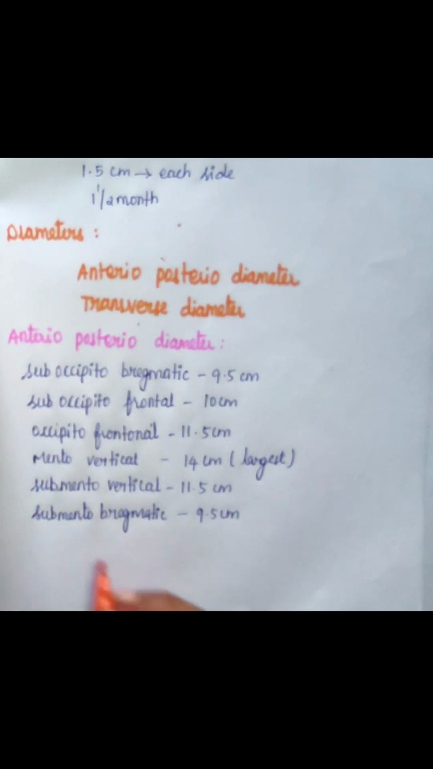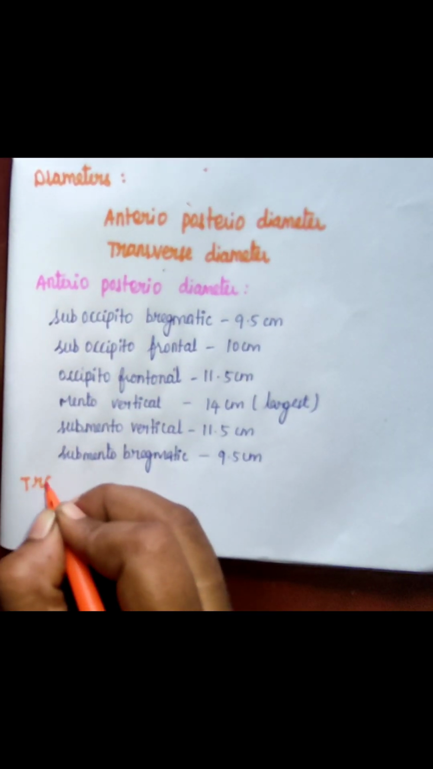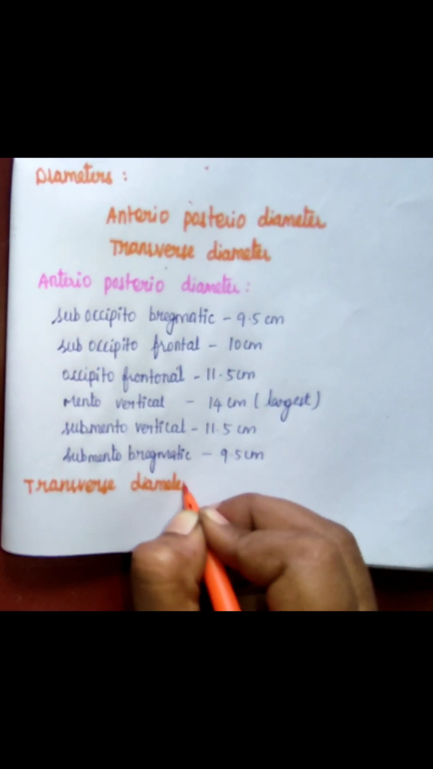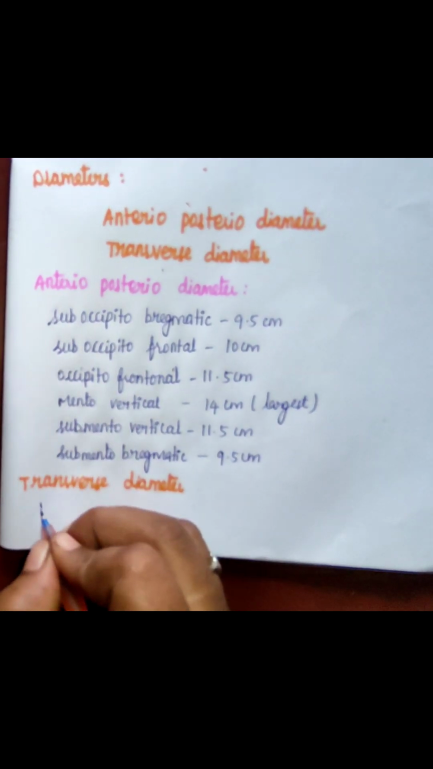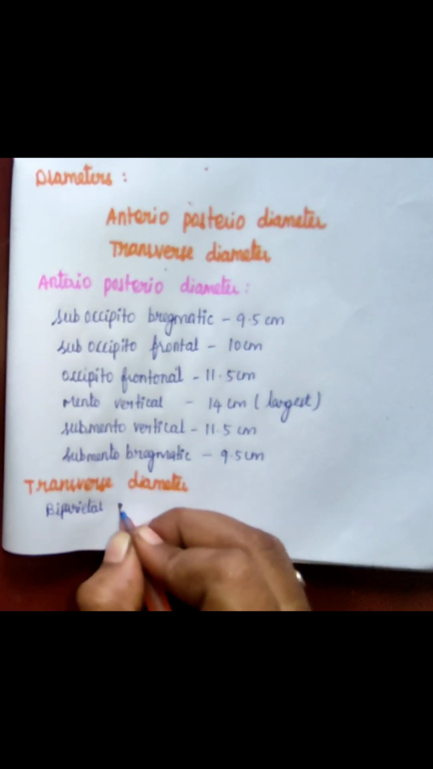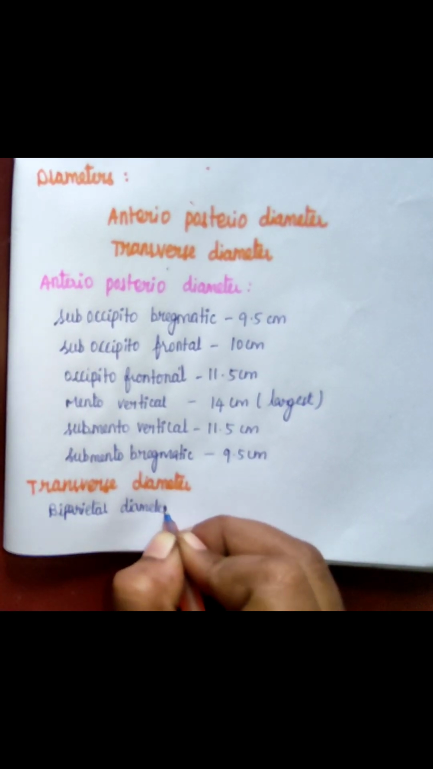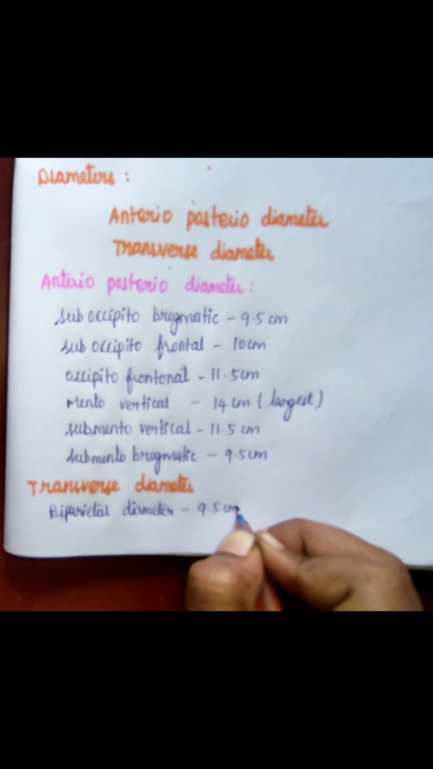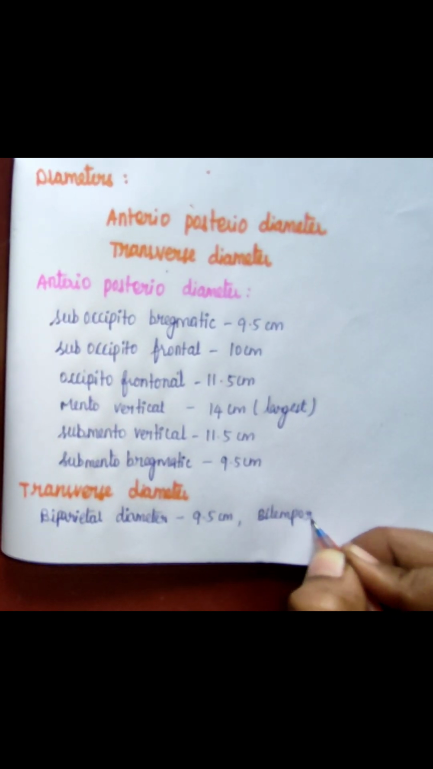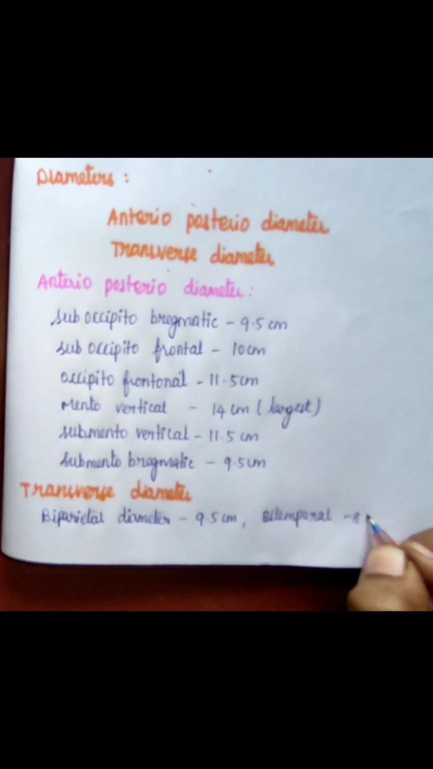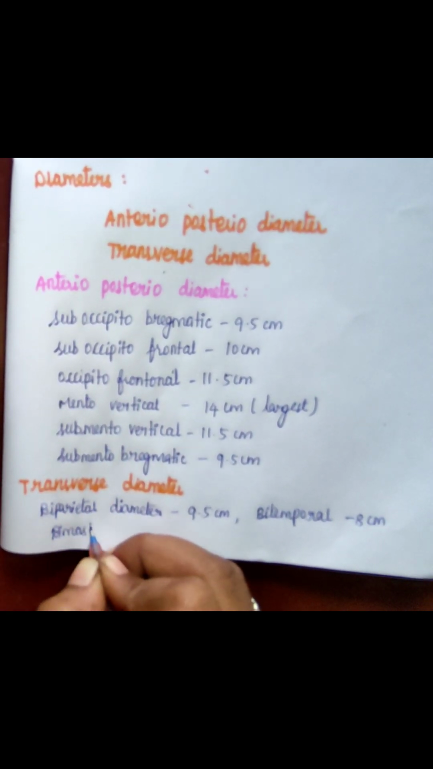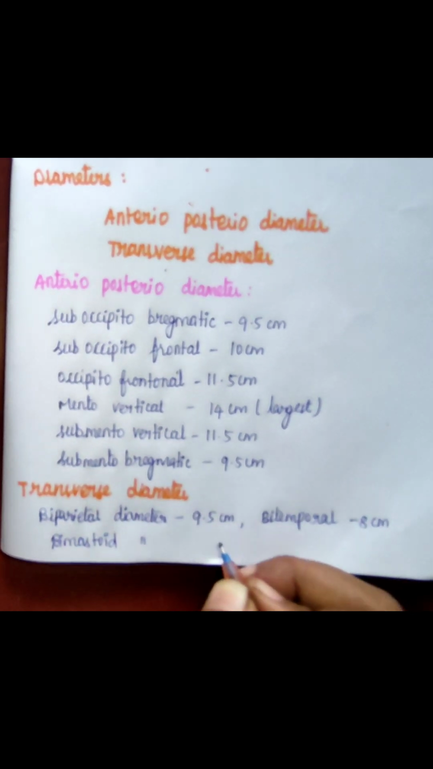Next one is the transverse diameter. In the transverse diameter, first one is the biparietal diameter, which measures about 9.5 centimeter. Second one is the bitemporal diameter, which measures about 8 centimeter. And last one is the bimastoid diameter, which measures about 7.5 centimeter.